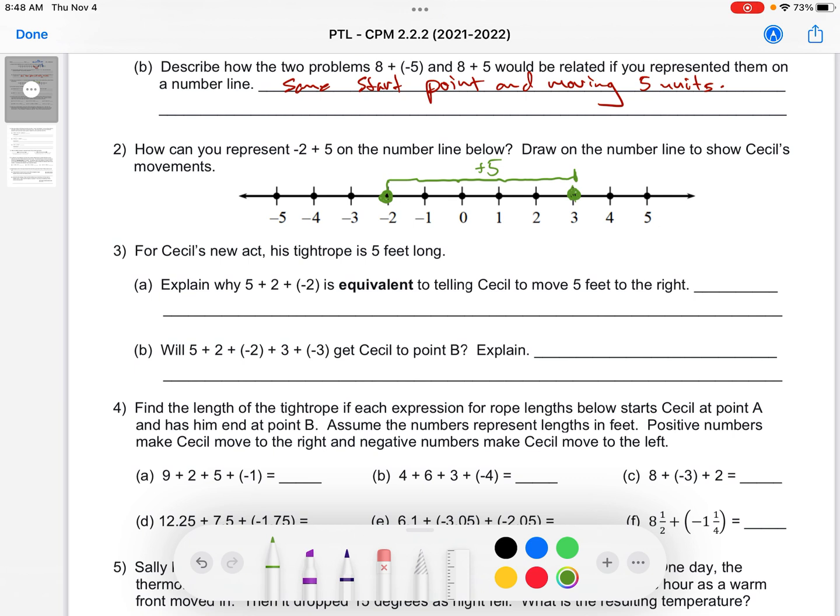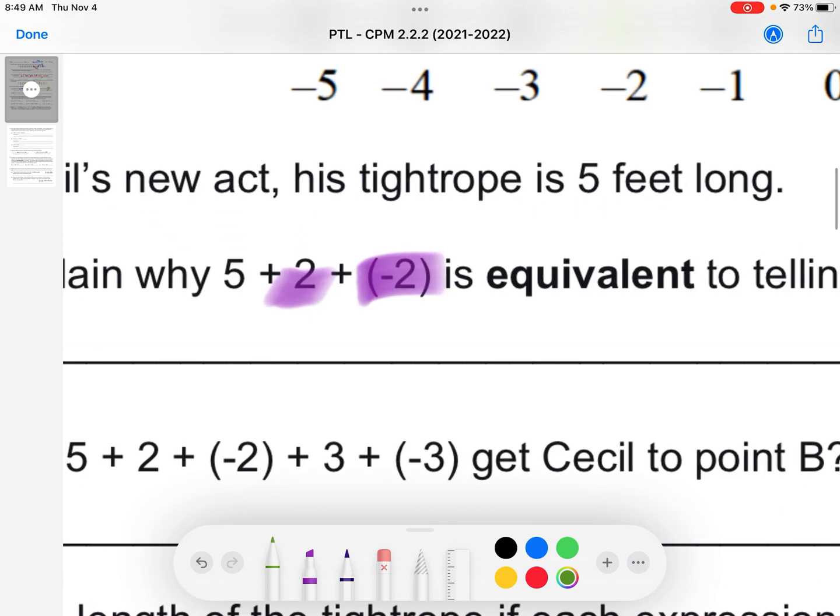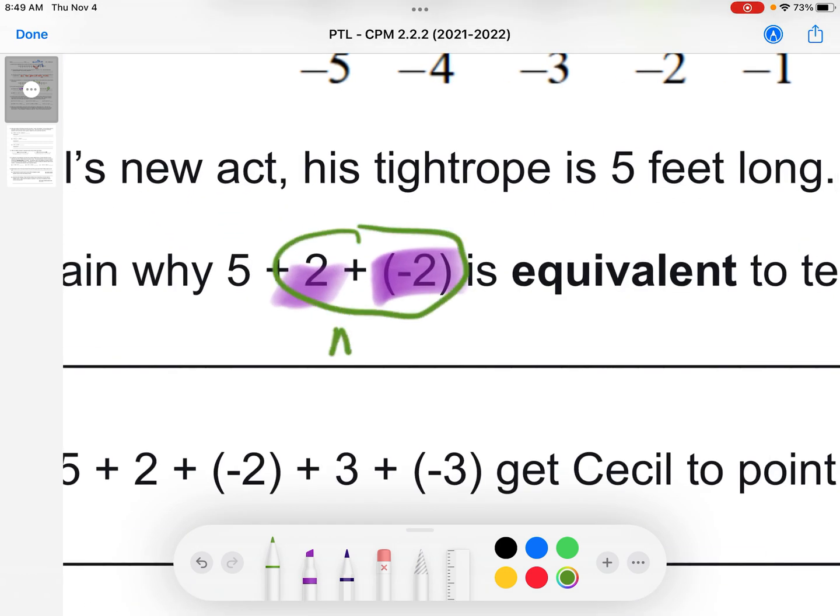For Cecil's new act, his tightrope is 5 feet long, right? Explain why 5 plus 2 plus negative 2 is equivalent to telling Cecil to move 5 feet to the right. How is it equivalent? When we move plus 2 and then plus negative 2, those really are a plus 2 this way, but then we're going back with a plus negative 2 in this direction, which means the net comes out to be no change. So what we notice is this has no change.